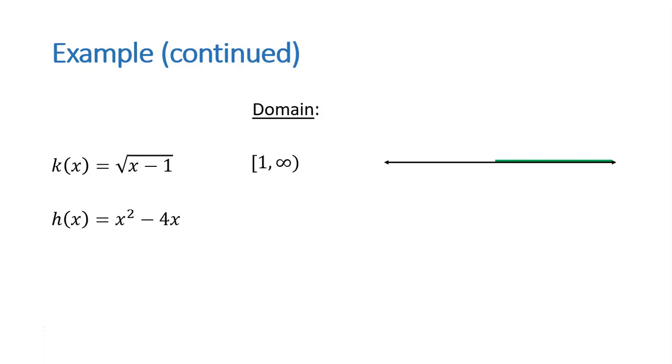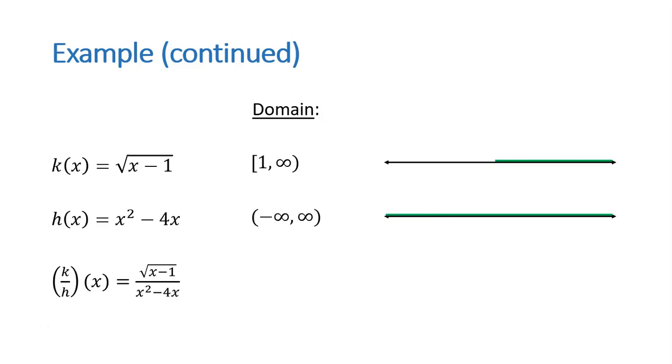Our other constituent function was h of x, which is equal to x squared minus 4x. There's no division here, there's no square roots, so our domain is all real numbers. It covers the entire real number line. And then our final function was k divided by h of x, which had a square root in the numerator, and then something quadratic in the denominator. Okay, so initially we say, well, we have the overlap. The overlap would be 1 to infinity, and then we're good. There's a problem here, though.